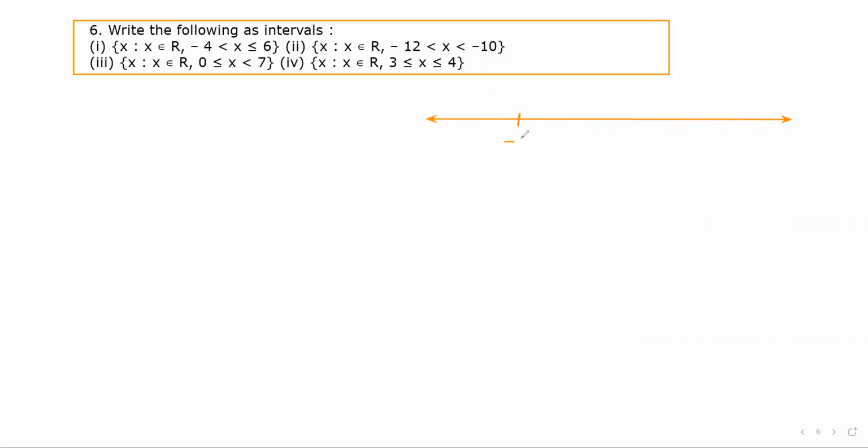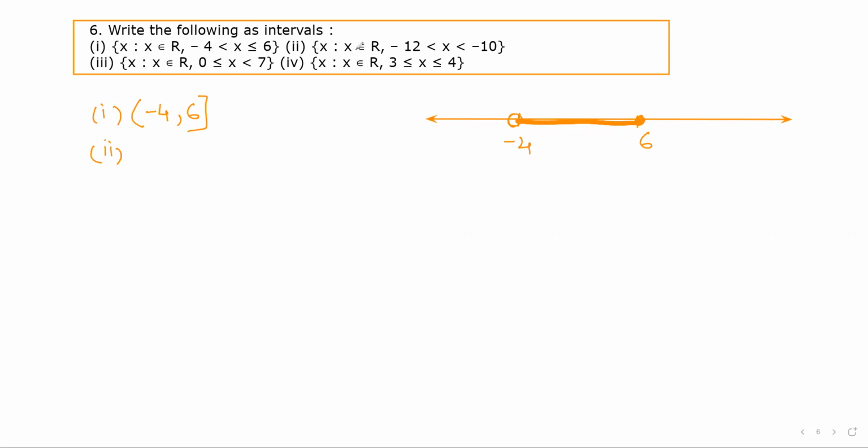So if you consider minus 4 over here, 6 over here, your numbers are lying between minus 4 and 6, including 6, because it's less than equals to 6, including 6 and excluding minus 4. So the first part would look something like round bracket minus 4, comma 6, square bracket. Square bracket states that that particular element is included and round bracket means the element is not included.